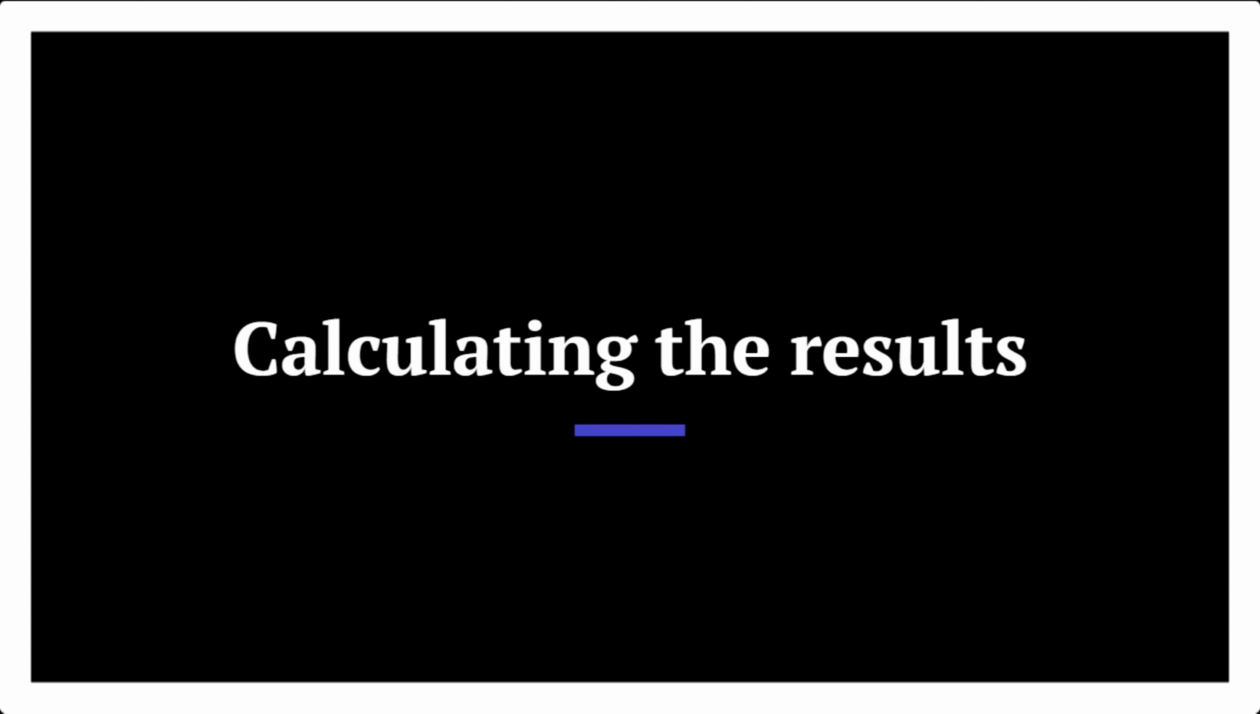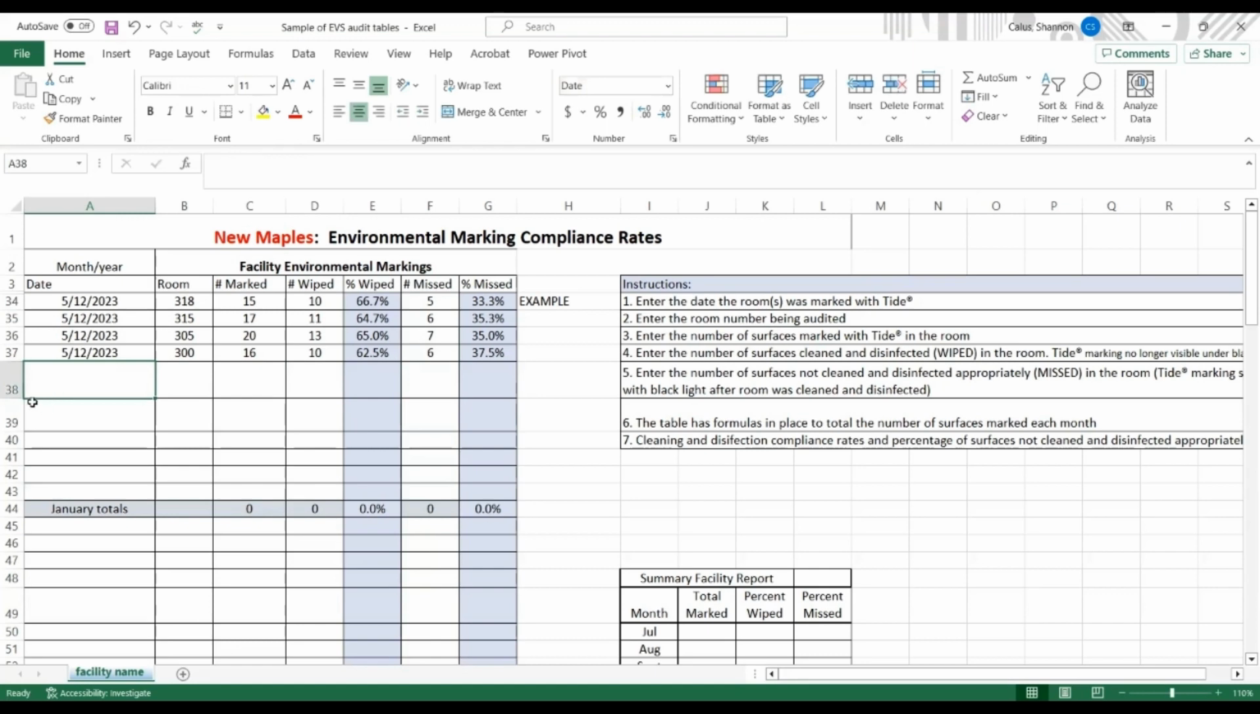Now you can begin calculating the results. We recommend that you keep track of the results of your environmental auditing in a spreadsheet. You can download a free Excel template for this purpose, as well as a sample room map and checklist on the Hexone website. Add together all of the dots where the fluorescent markings were originally placed. This will be your denominator.